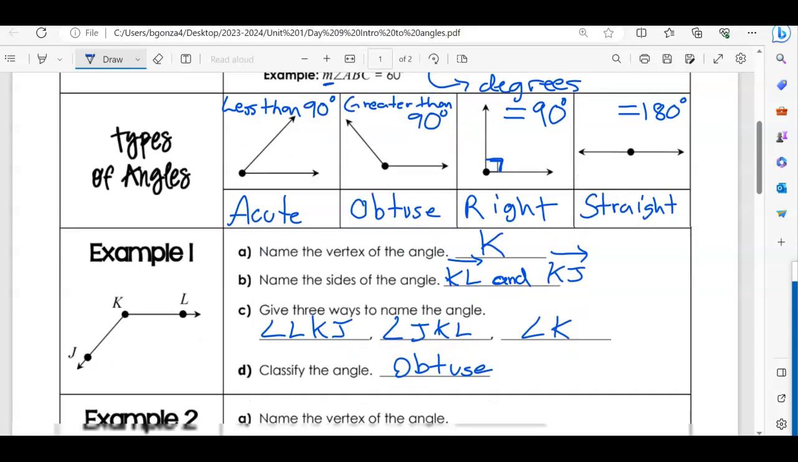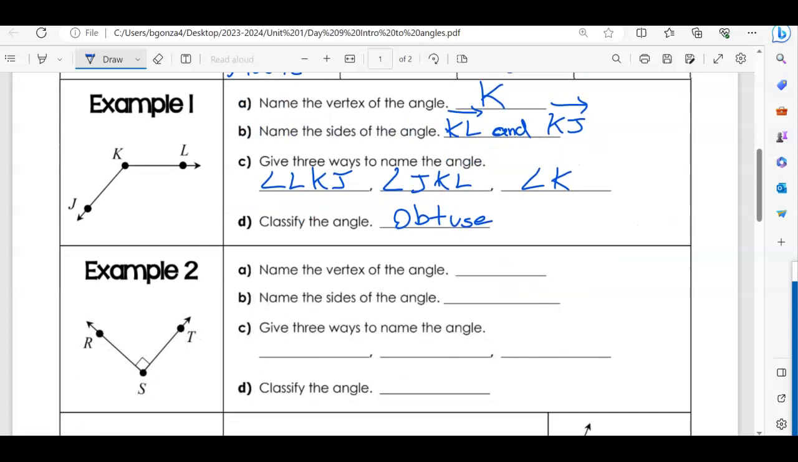Now, example 2, what do y'all think? What's the vertex? S, right? And what are the sides? SR and ST. SR and ST, okay?